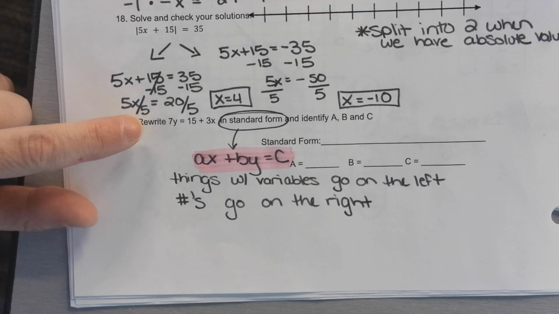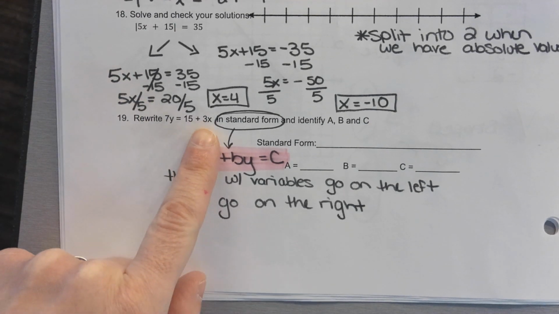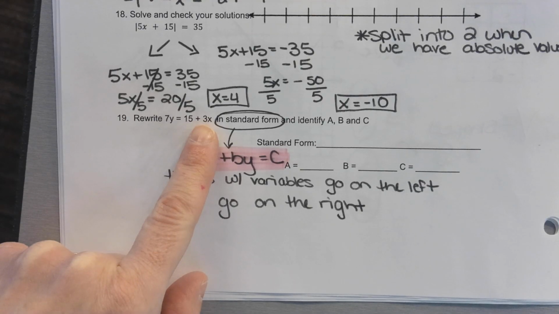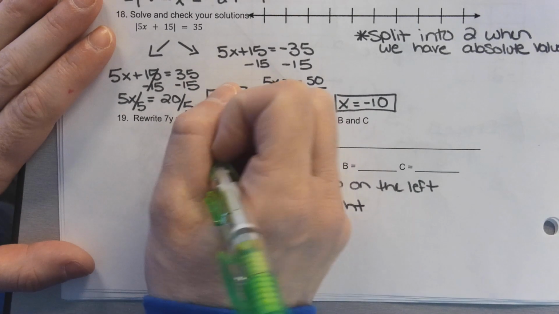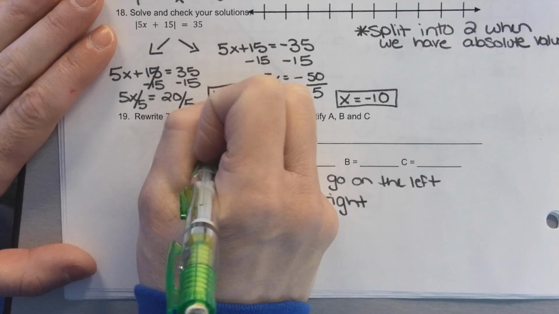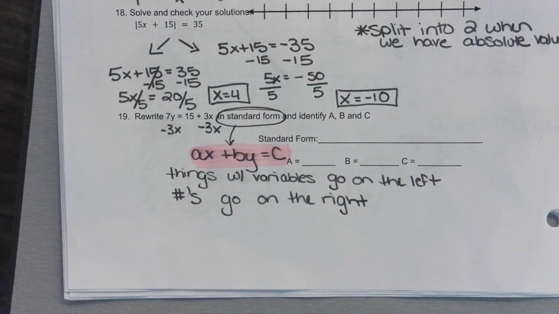Okay, do you see how one of my things with letters is on the left? Yes. Okay, where does my 3x need to go though? To the left, also to the left because it has a letter. So I'm going to take my 3x and I'm going to subtract it over to the other side. Now, can I combine the 7y and the 3x?